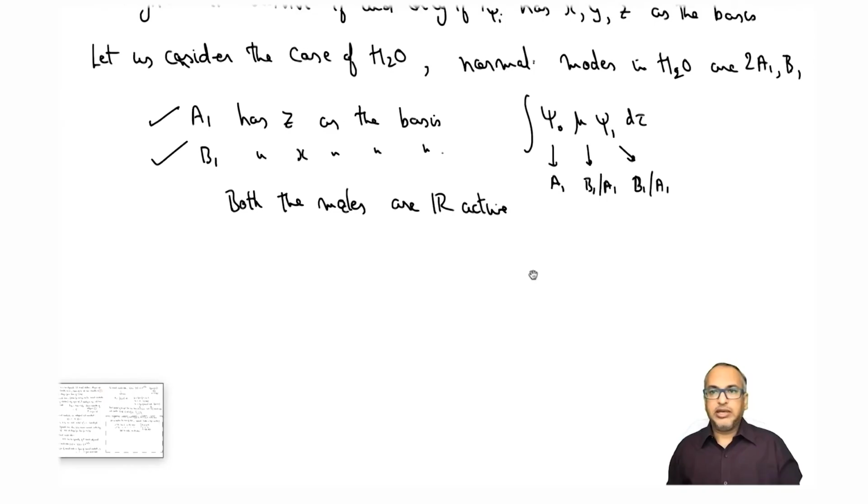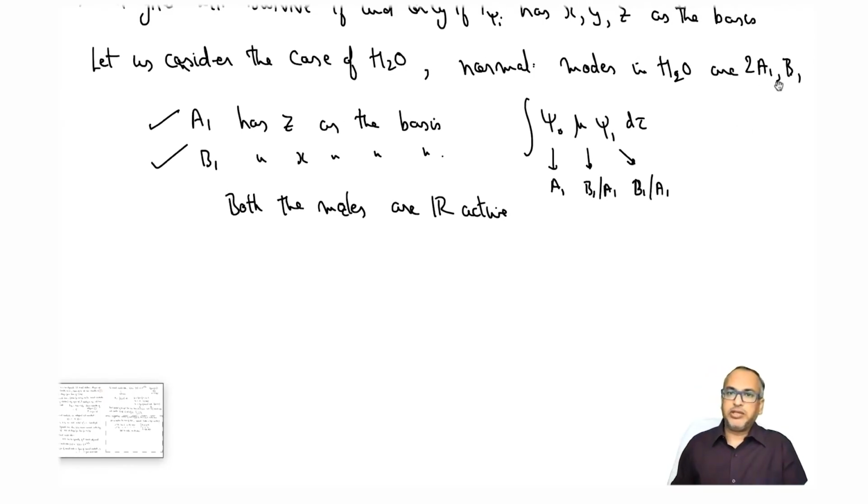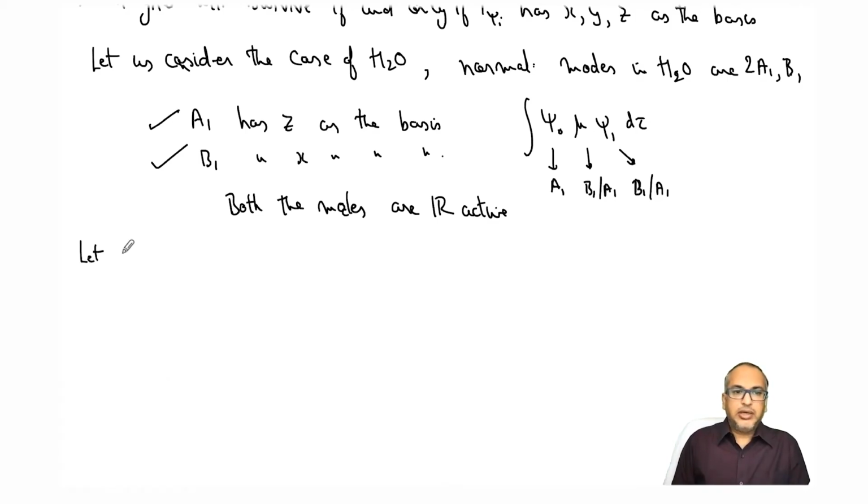Again, I want to emphasize that although we have determined the normal modes of vibration using symmetry and group theory, not all modes will be active under IR or Raman spectroscopy. We have to set up this integral and find out using the direct product whether the integral will survive or not, and that will define whether a mode is IR active or not. So basically here you will see all three modes in the IR spectrum. Okay, now let us take another example quickly, of CH4.